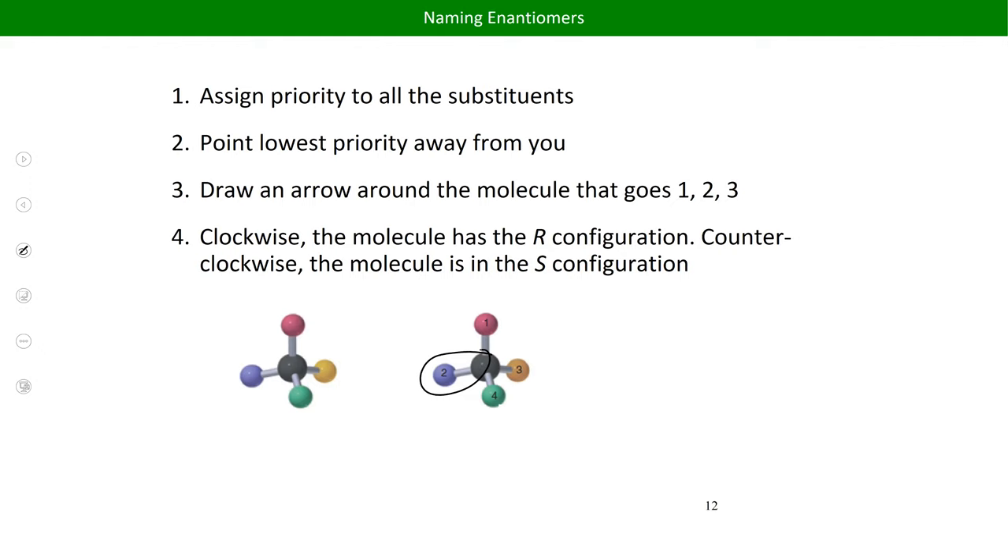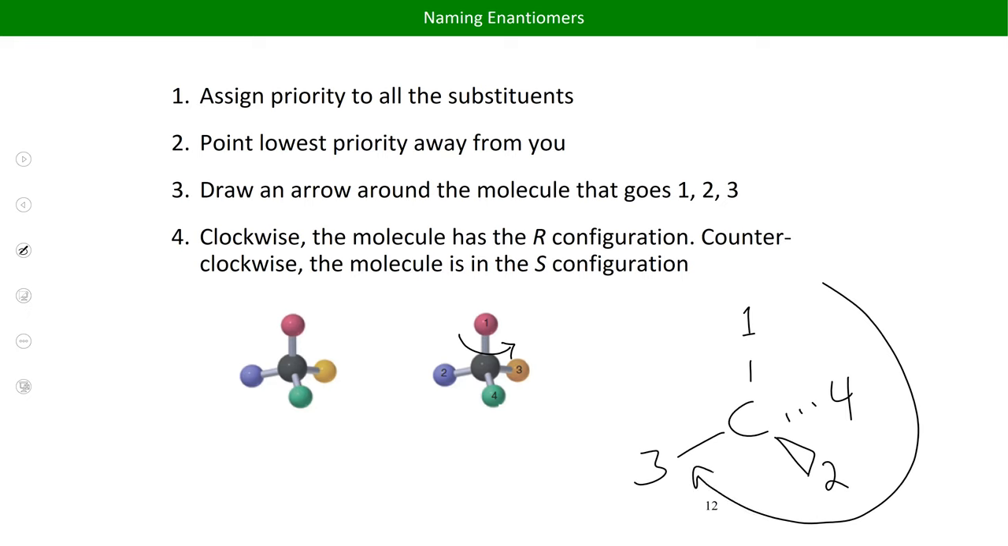So once you do that, if I rotate it that way, when I redraw it, I'm going to have carbon here. One stayed in the same spot. Two is now the one coming out towards us. Four is into the board, and three is over here, right? Once you do that, you just draw an arrow 1 to 2 to 3. If your arrow is clockwise, then it's R. If your arrow is counterclockwise, then it's S.